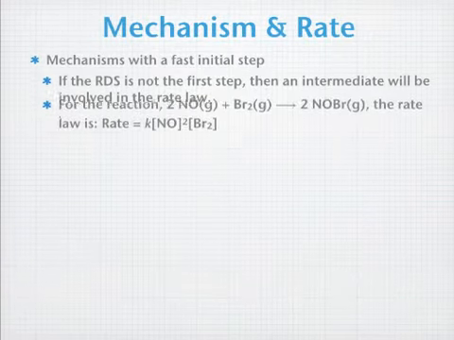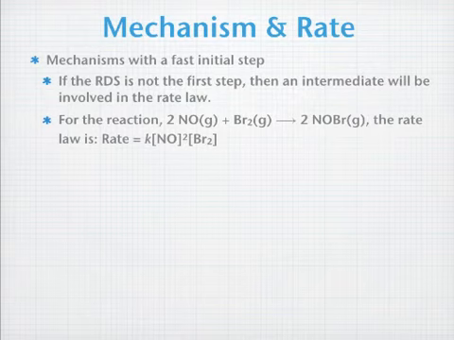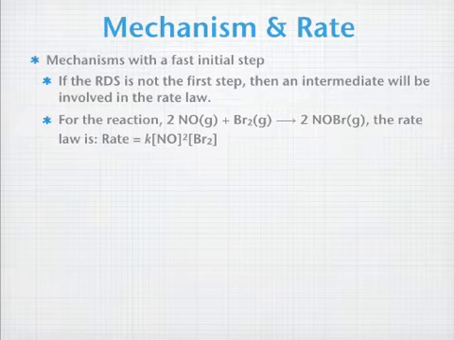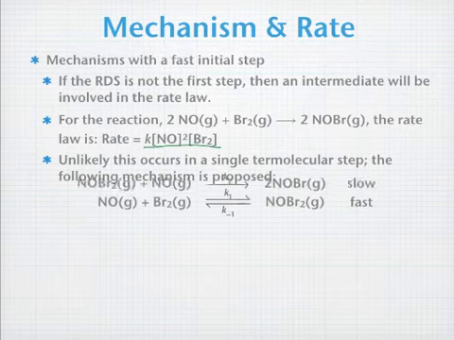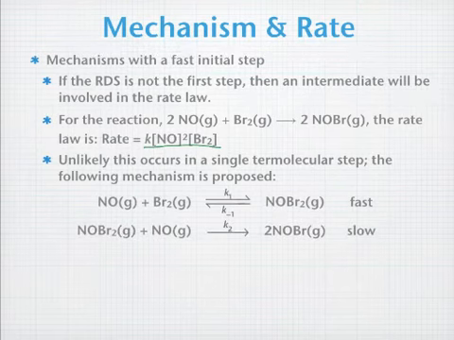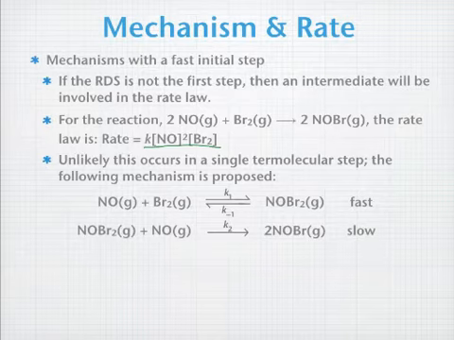If we have an initial fast step and a subsequent slow step, then we have a little extra stuff that we have to work on. So if we have this reaction with a proposed rate law, an observed rate law, that's bimolecular in NO and unimolecular in Br2, so second order in NO, first order in Br2. It's unlikely that this is going to occur in a single termolecular step, and so the following mechanism, by the way, this would have to be confirmed spectroscopically or some other method of confirming that these intermediates exist.